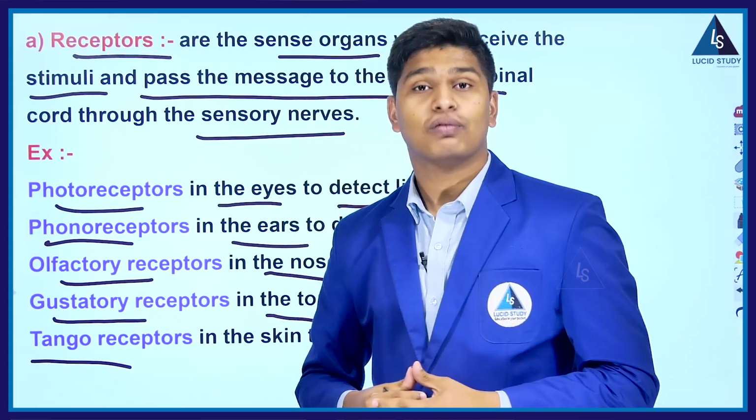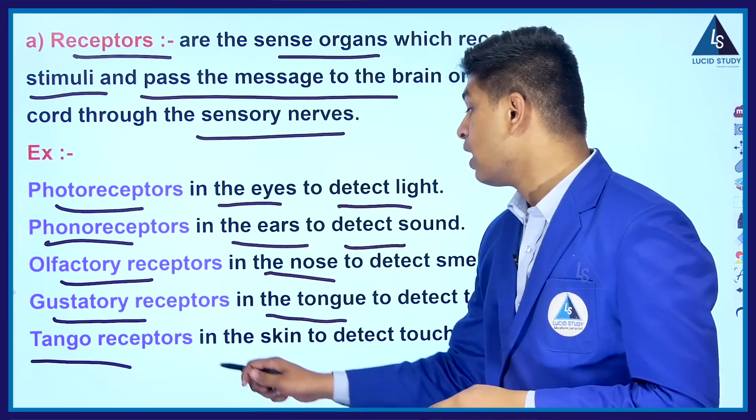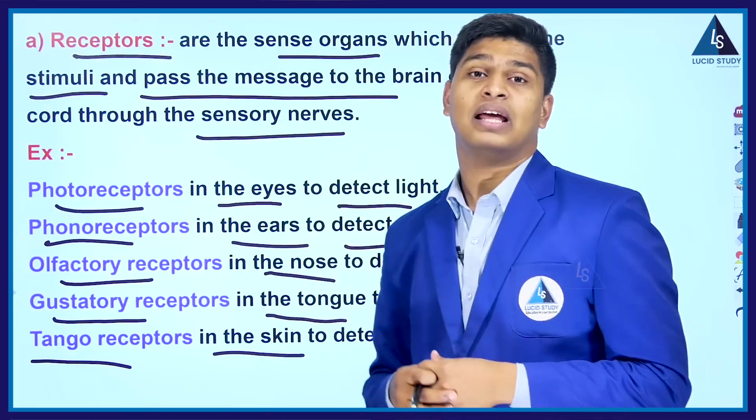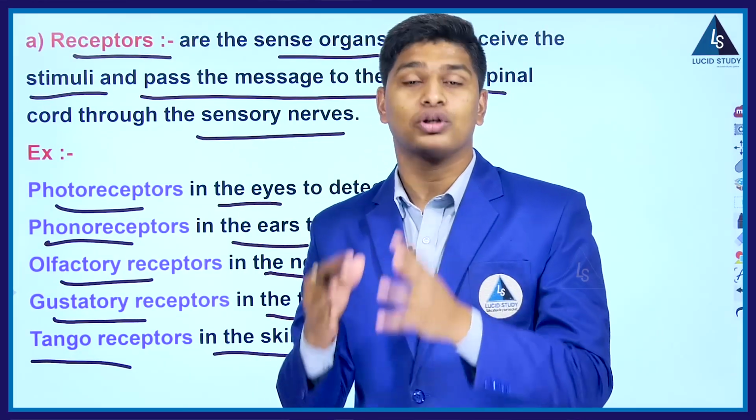And when you talk about the fifth one, it is tangoreceptors. Now, what do tangoreceptors do? They are present in the skin and they help to detect touch. Whenever you touch something, it helps you to detect it.